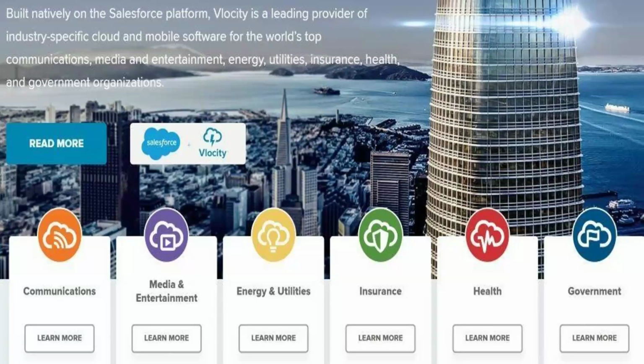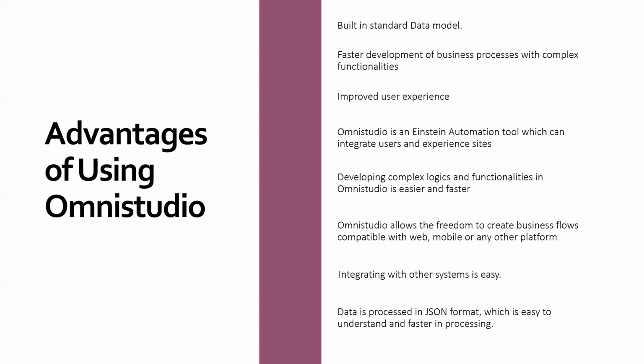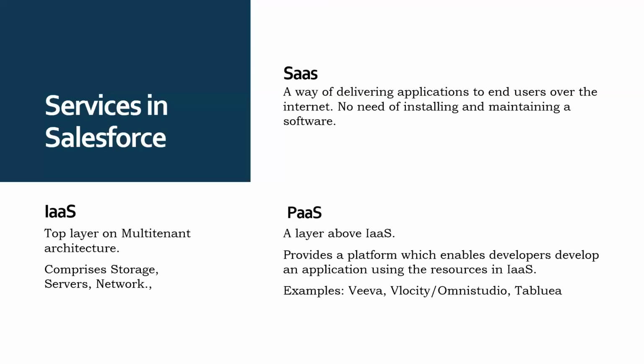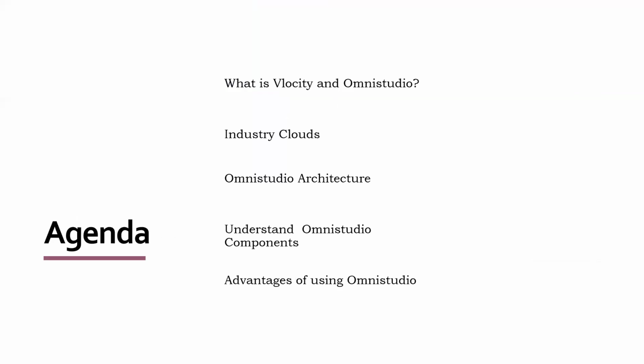To expand the scope of Omni Studio, they have just split this Velocity package into two things: industry specific clouds and Omni Studio. Those who buy the industry specific clouds package will also have Omni Studio. But if somebody says that I only want Omni Studio, they can also buy Omni Studio, right? So that's the story of Omni Studio. That's how Omni Studio came into the picture from 2020, right?